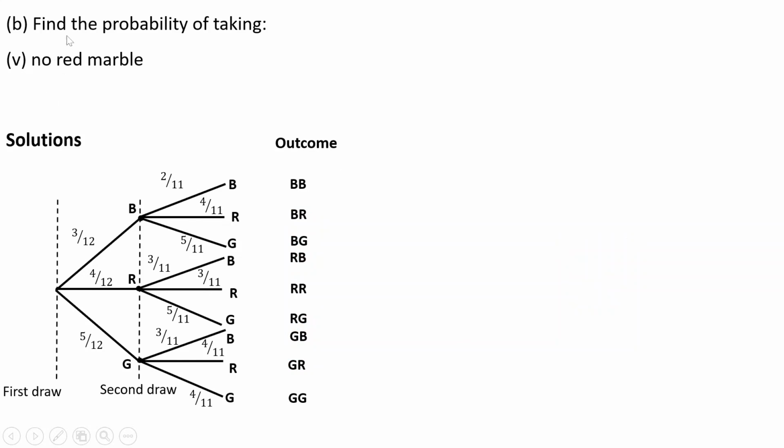So the last one says find the probability of taking no red marble. So no red marble can be found from these probabilities here. So the probability of no red marble is going to be, this one here does not have a red marble. This one doesn't have. This one doesn't have. This one doesn't have. So it will be this plus this one here, plus this one here, then plus this one here.